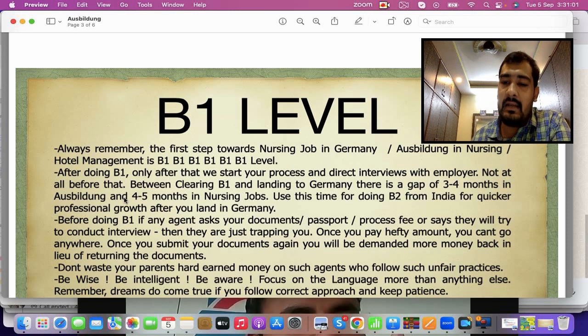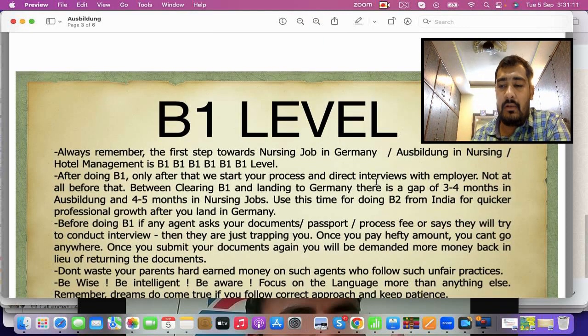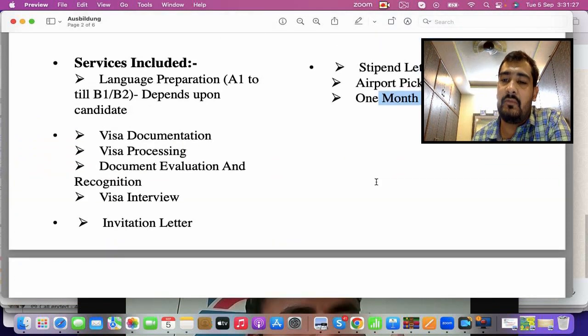There was one candidate with me. See, now here I told you that it's approximately 3 lakh rupees plus whatever 10-15%. It's a matter of this year only. There was one candidate from Hyderabad, and he told me he was going for the nursing Ausbildung. You won't believe the package which had been told to him by his so-called consultant is 6 lakh rupees. You can imagine, almost double of this.